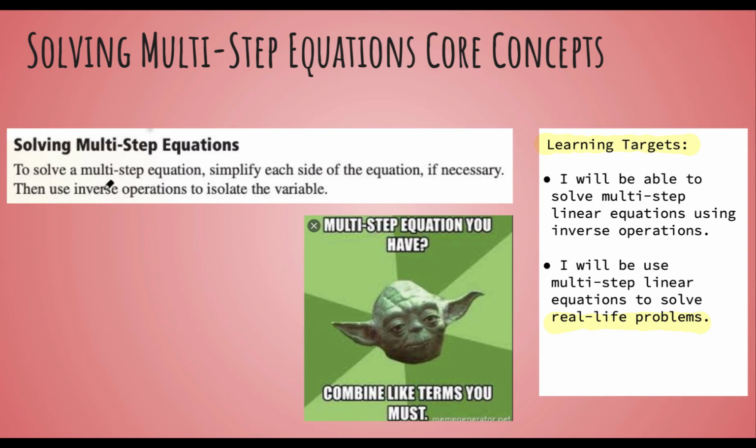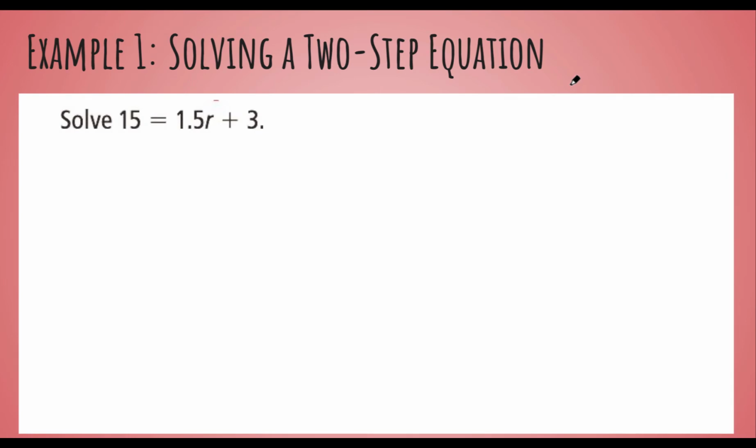Our core concept that we're looking at today in solving multi-step equations is to simplify each side of the equation, if necessary, and then we're going to use inverse operations to isolate our variable. Alright, so on to example 1. We're solving a two-step equation. That means it will take us 2 steps to solve this equation.